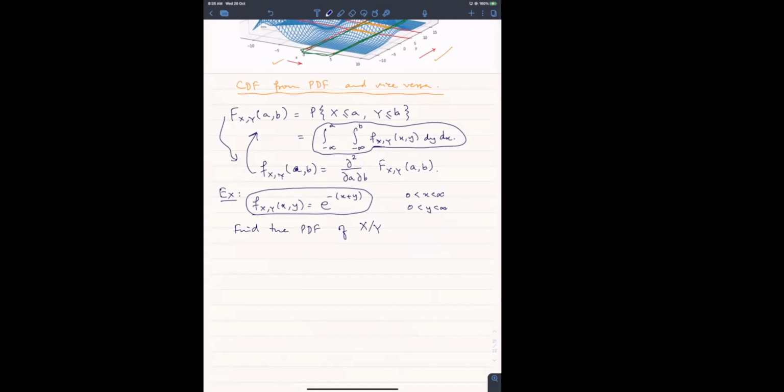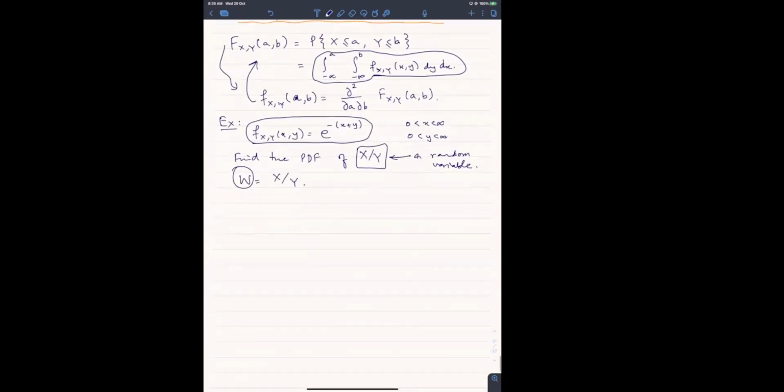See, x over y would also be a random variable. It's a function of two random variables. It would be a random variable. Let me define W to be that random variable. W is equal to x over y. So in other words, what we are being asked is to find the PDF of W.